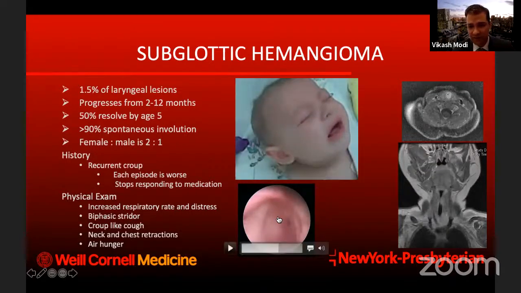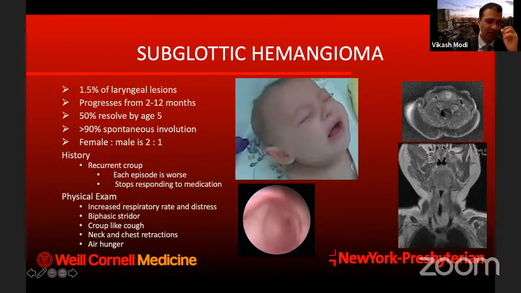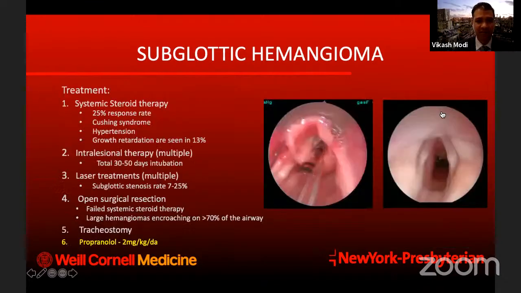And if you do notice a subglottic hemangioma like there is here, you want to get imaging to make sure that this is not extending deeper in the neck and that it's just isolated to the subglottis. We used to do all these sorts of treatment, including open surgical resection. Now all we do is propranolol.